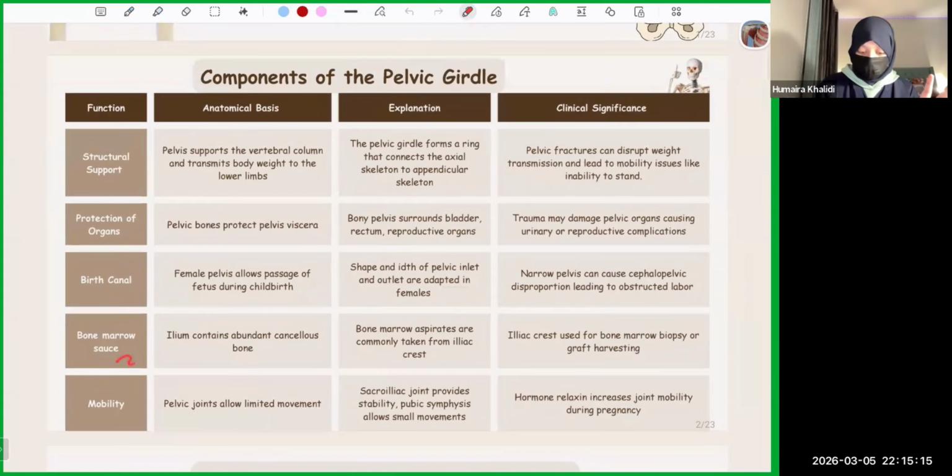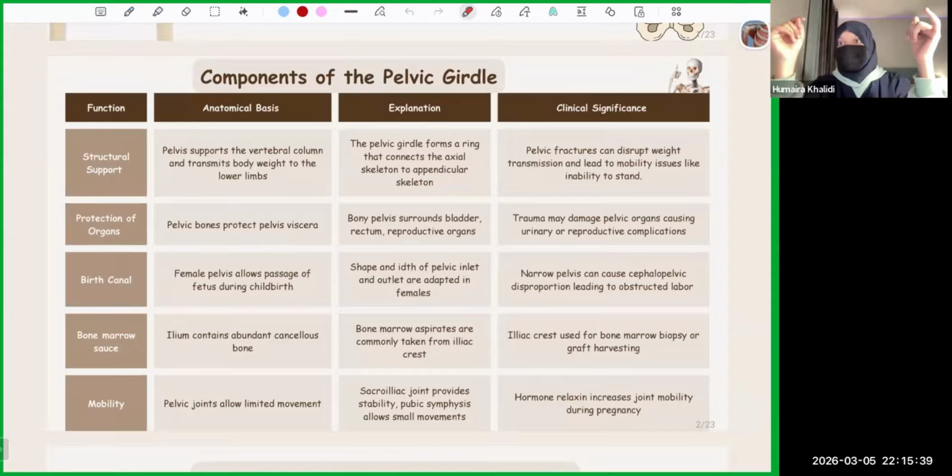And then bone marrow source. This is very important. This is the most important part of the entire lecture. There are two parts that you've covered until now from where you can take a bone marrow aspiration. One of them was the sternum, and this is another one. This is the iliac crest. From the iliac crest, you can take a bone marrow aspiration.